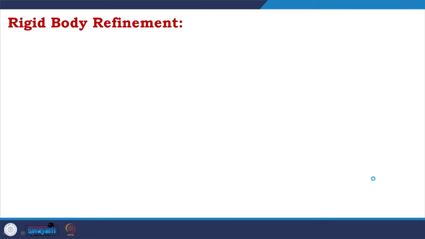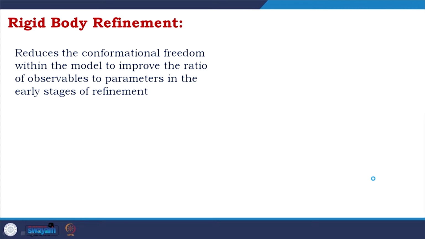So, there are different types of refinement. I am discussing the basic ones for your understanding, because as I told multiple times, this is a very introductory course. So, rigid refinement or rigid body refinement reduces the conformational freedom within the model to improve the ratio of observables to parameters in the early stage of refinement. What is it talking about?